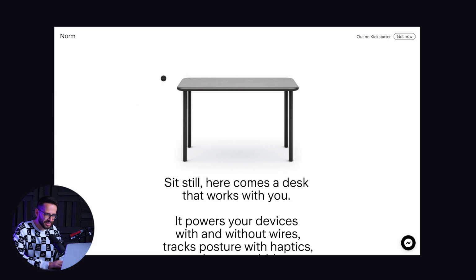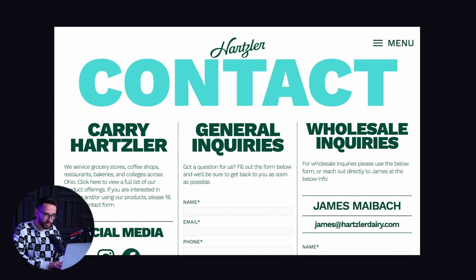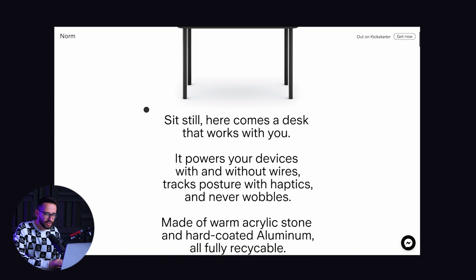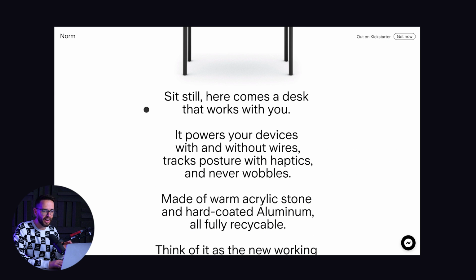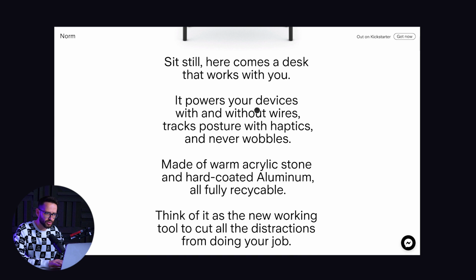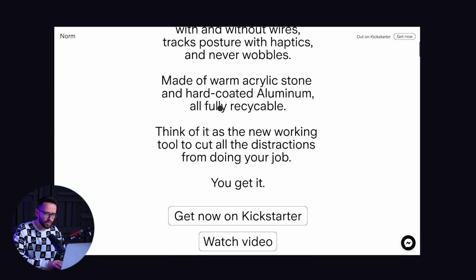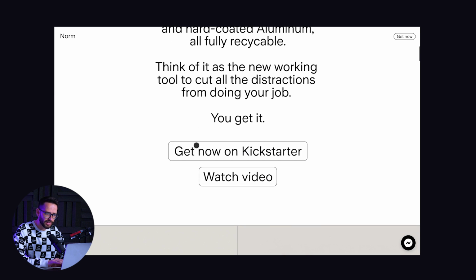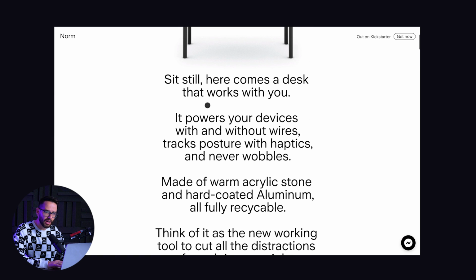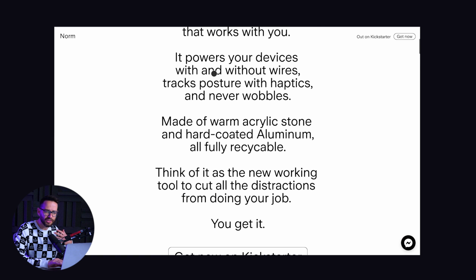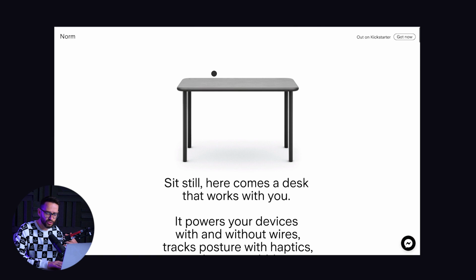Again, as you can see, very simple renders on white background, pretty similar to what we've seen in this website. But here, they're just using a lot of type, okay? So still, we can read the story. Here comes a desk that works with you, powers your device without wires, tracks your posture, made from stone. Think of it as you get it on Kickstarter. So they are using words to tell a story and to tell you what this is and try to sell it to you.